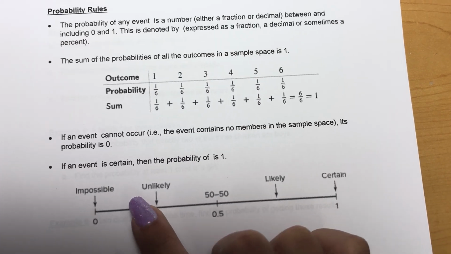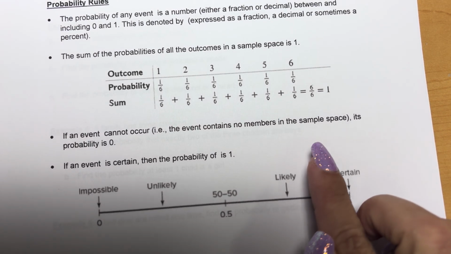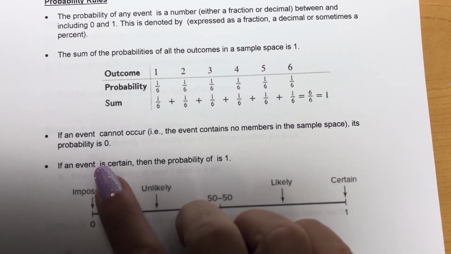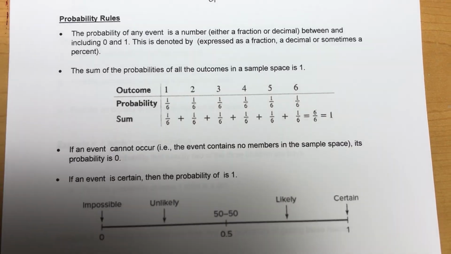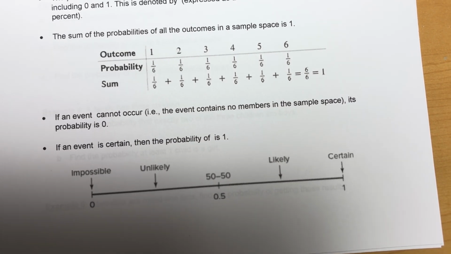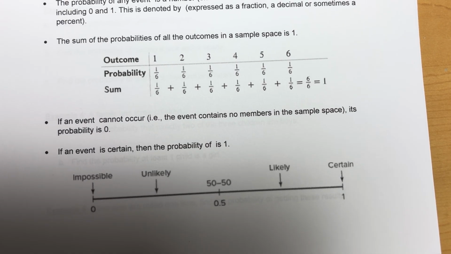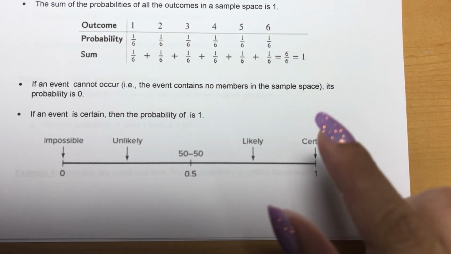Okay, if an event cannot occur, that means the event contains no numbers in the sample space, its probability is 0. So for example, rolling a 7, that would be an impossibility, right? Okay, if an event is certain, then the probability is 1.